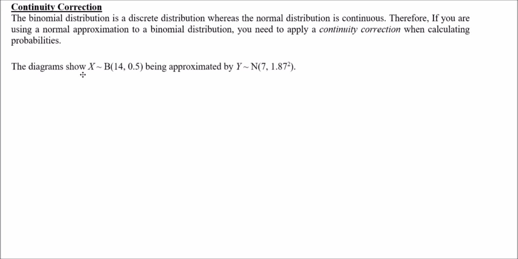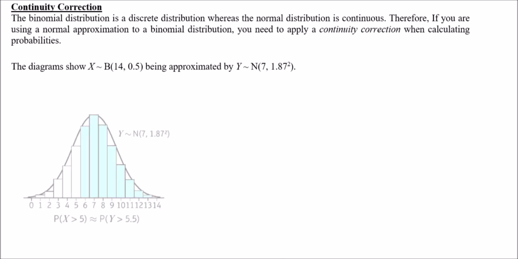So the diagrams below are going to be showing big X, which is modelled by binomial, 14 trials, 0.5 probability of success, which can be approximated by the normal, which we're going to call big Y, with the expected mean n times p, 14 times 0.5 is 7, then 14 times 0.5 times 0.5, all square rooted, gives 1.87 for the standard deviation. Therefore the variance is 1.87 squared.